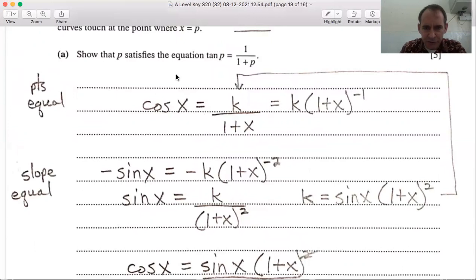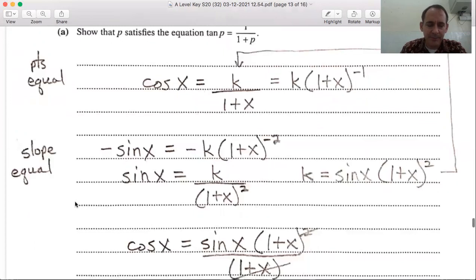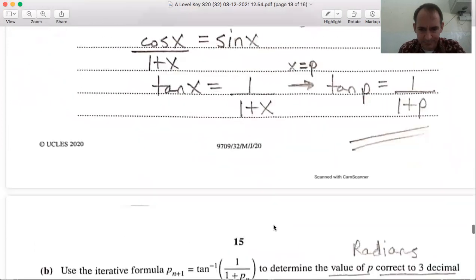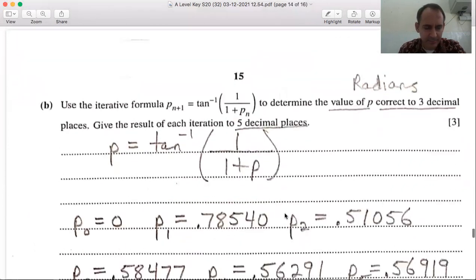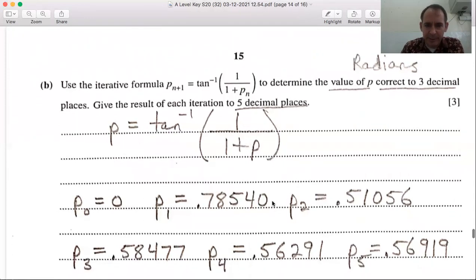Again, I think most students would recognize that because they intersect, you can make this equation, but hopefully you also recognize that you can do the slope of both sides and they will be equal. Slope being derivative. Now, part B, use the iterative formula, where, remember, it's x equals f of x. In this case, p equals f of p, where our function is the inverse tangent. It's already set up for you. P is already by itself.